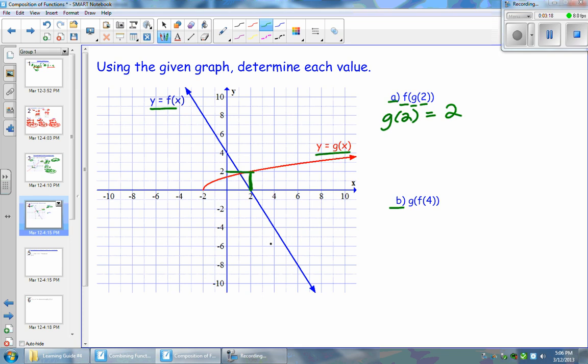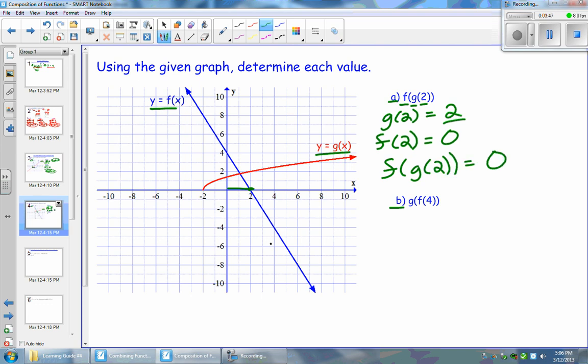Once you have that, you're going to put it into the outside function, which is f. So you're going to find the value of f of 2. We're looking at this blue linear graph now. Find where x is equal to 2, which is right there, and you can see that the corresponding y value is equal to 0. So to state the final answer here, f of g of positive 2 is equal to 0.